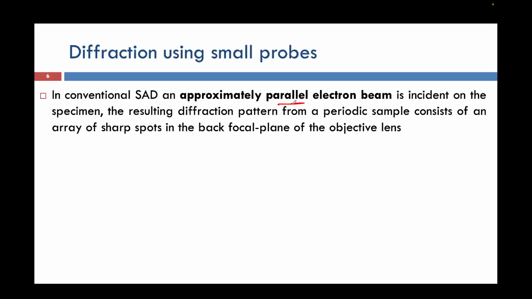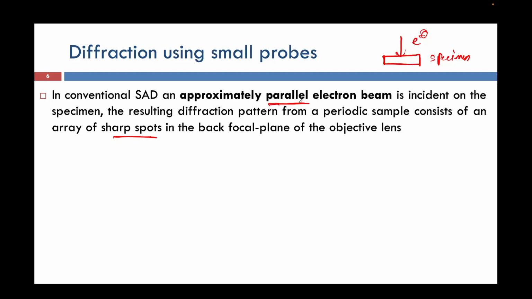The specimen and the resulting diffraction pattern from a periodic sample consists of an array of sharp spots in the back focal plane of the objective lens. So these are the different things that we have to consider. Why are we saying that the beam is approximately parallel on the incident specimen? Because, if this is my specimen and this is my incident electron beam, then why am I saying that it should be normal, that it is parallel?